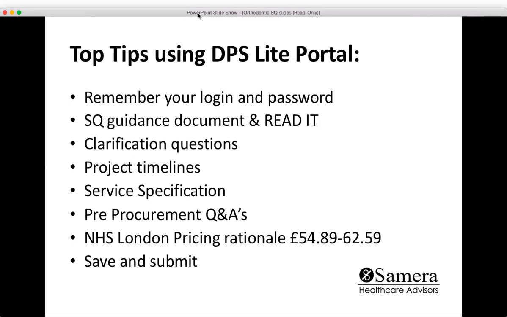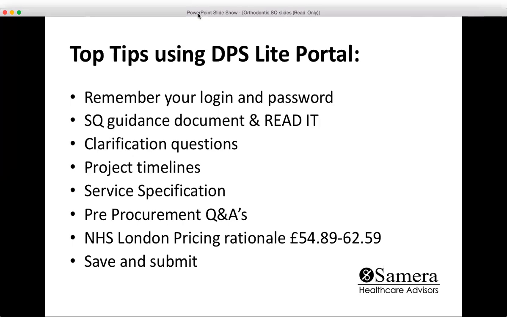Then there's the clarification template. After having read all the attachments, this gives you the opportunity to ask the commissioners questions for more clarification. The commissioners will allow questions until the 28th of May, and they tend to respond to the clarification questions every other day. So I would definitely suggest reading the document and getting those questions in as soon as possible.